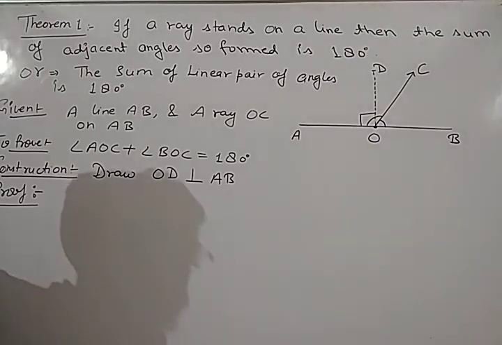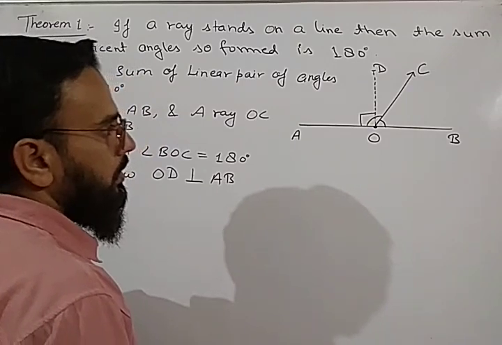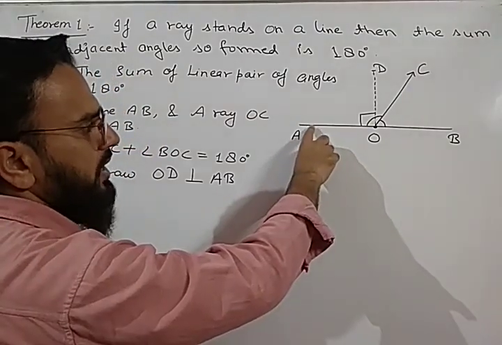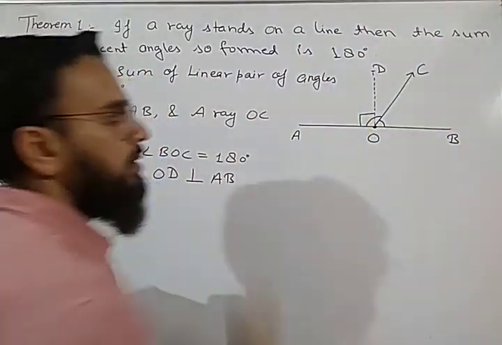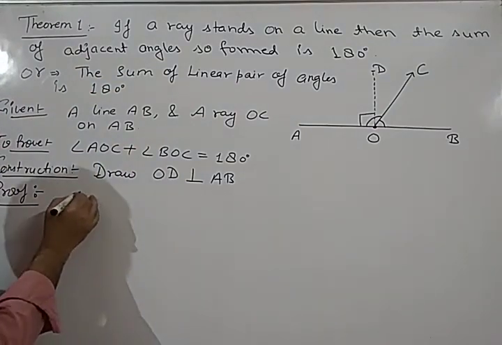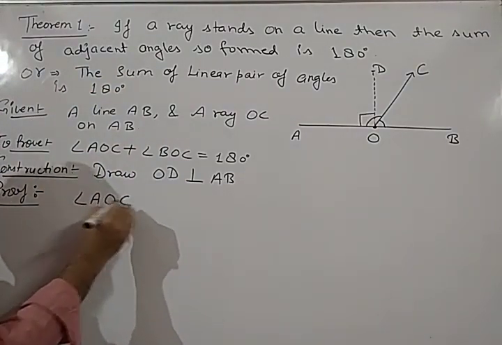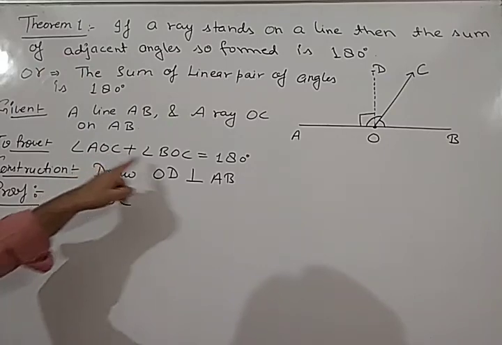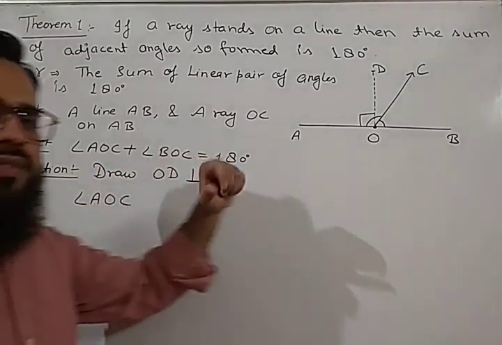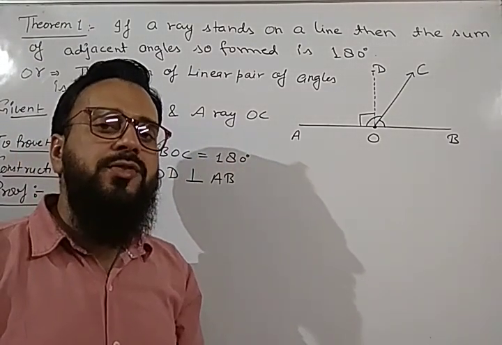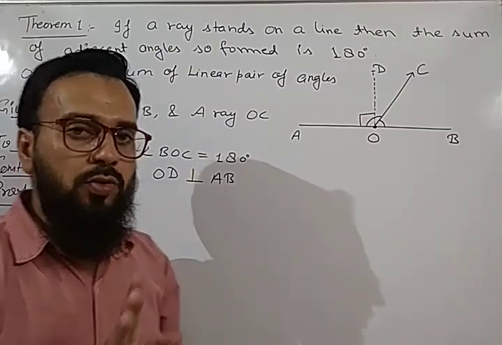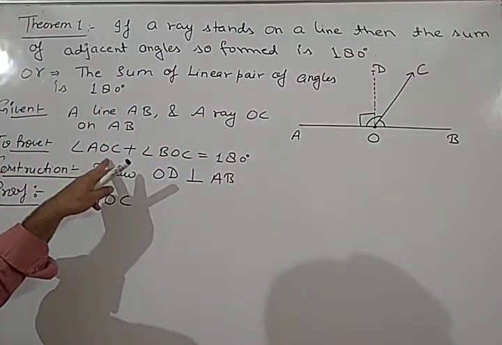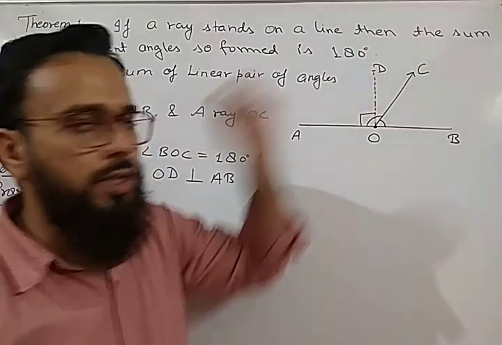So now, first we are taking angle AOC. What is angle AOC? Angle AOC, because we have to prove AOC plus BOC. Whatever we have to prove, we will start from that particular statement. So the first thing is angle AOC, and we are writing angle AOC first.